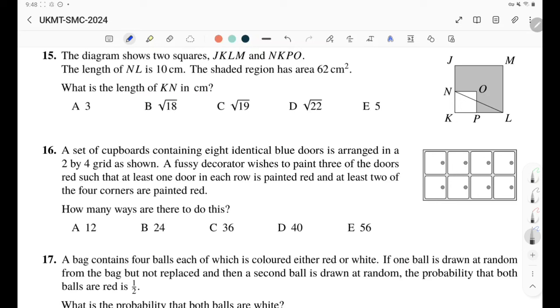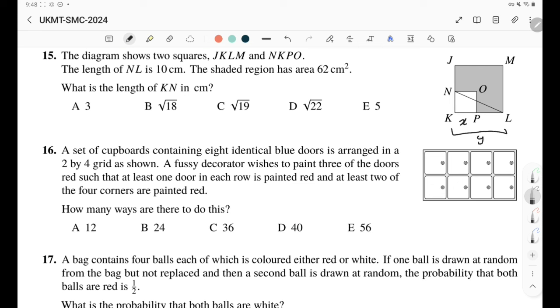Next, we have in this diagram 2 squares, as you can see, this one and this one, and they're telling us that the length of NL is just 10, and the shaded region is just 62. We need to find the length of KN, which is the length of the side of the smaller square. Okay, so to do this, of course, we need to assign some variables. Let's assign to the small one x, and to the big one y.